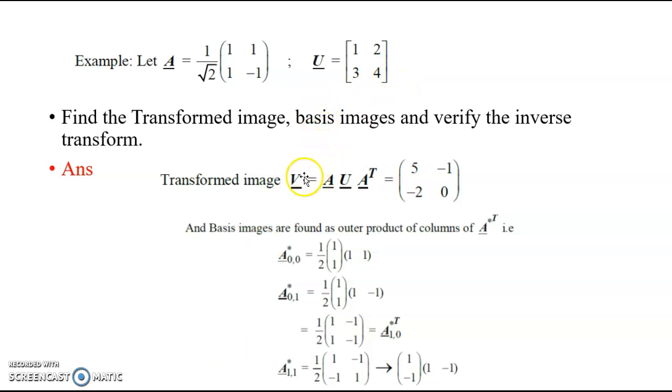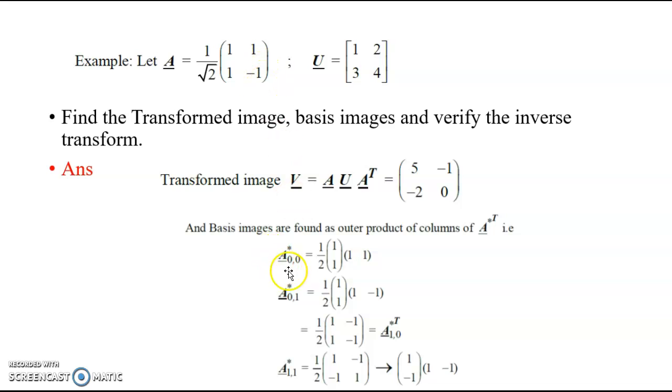And next is to find out the basis images. In order to find out the basis image, I have A star, the A conjugate transpose. So we have a 2 by 2 image. So you will have A00 conjugate, A01 conjugate, A11 conjugate, as well as A10 conjugate. You will have 4 elements, since I have a 2 by 2 matrix.